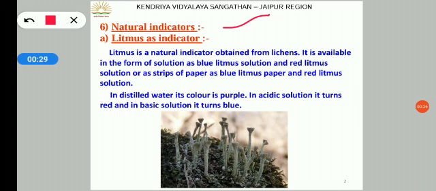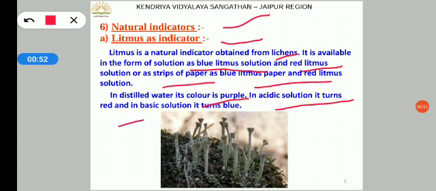The first indicator is litmus paper or litmus solution. Litmus is a natural indicator obtained from lichens. It is available in the form of solution and as red litmus strip paper also. In distilled water, its color is purple. In acidic solution, it turns red, and in basic solution it turns blue.